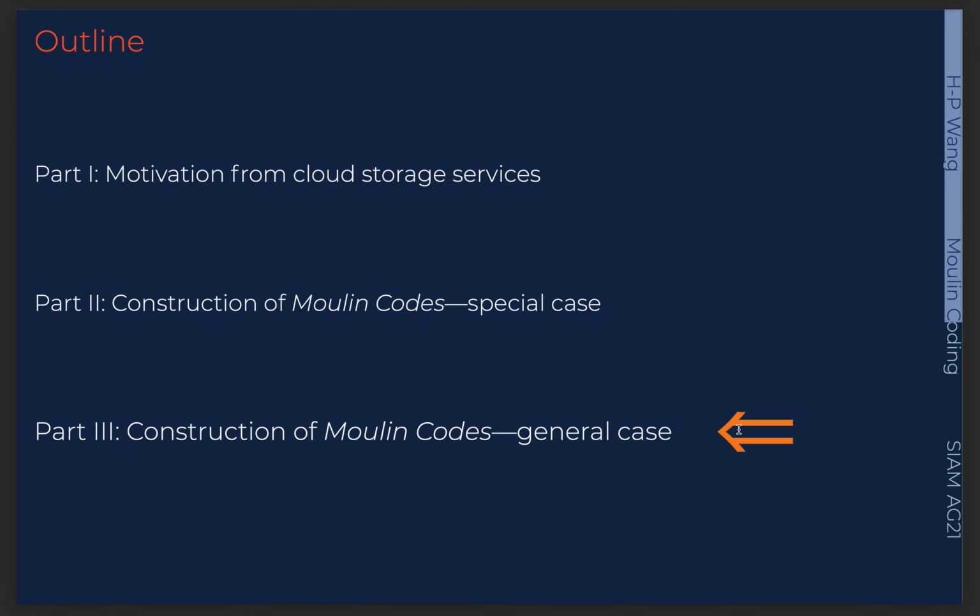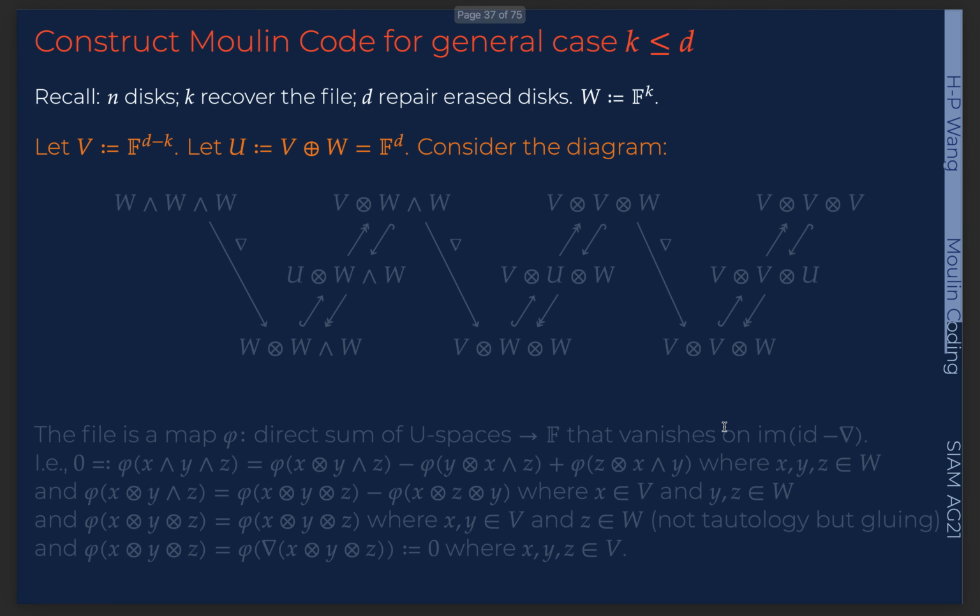I'll now briefly mention the construction for the general case. Let V be F to the d minus k. Notice that when they are equal, this space just vanishes. We then let U be V direct sum W, which is isomorphic to F^d.